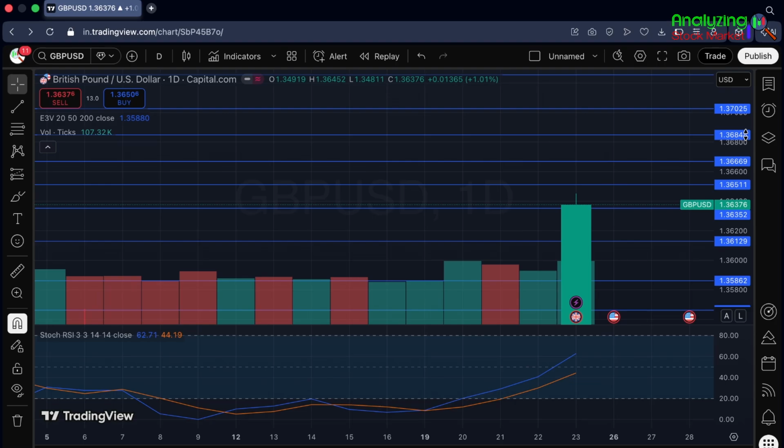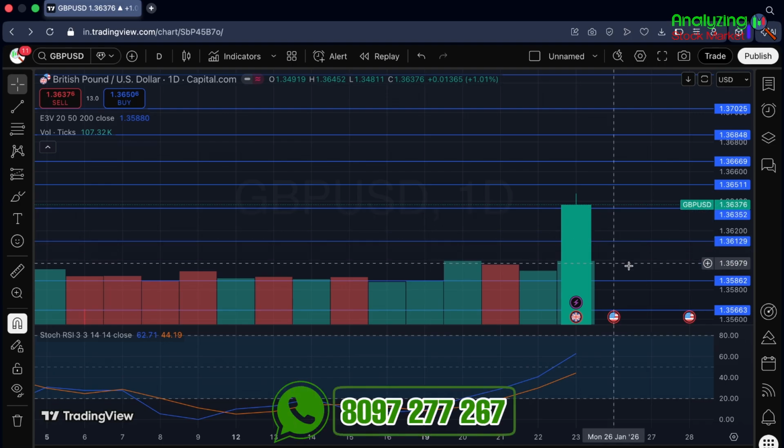So let's now talk about my opinion on GBP USD for this week. According to previous week momentum, I am expecting a negative closing in this range, that is 1.36129 to 1.36352. I am expecting a negative closing. If this also gets breached, then we can see a fall till this range as well.